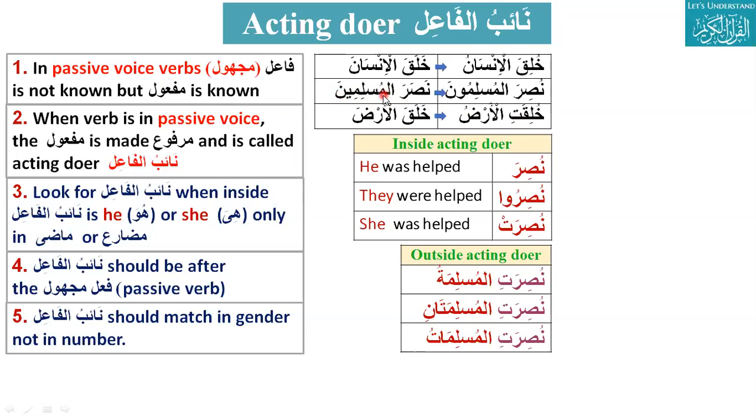This is na'ibul fa'il. So maf'ul, when we make it passive, what we said is that it will become marfu' and it will act as a na'ibul fa'il. So we can say it is the acting doer. So it will be nusira al muslimun. What will be the translation for this? Muslims were helped. Now I will go to Qureshi Sahab.